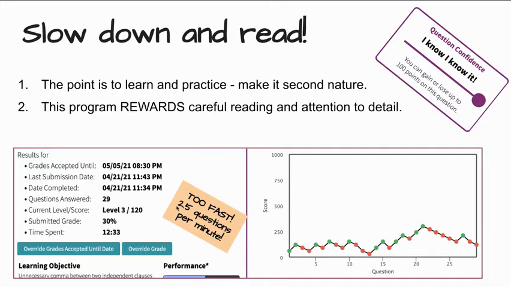This person was answering 2.5 questions per minute. Now, if you notice, they got a handful right. And if they had taken their time on these other ones, they might have reached proficiency a whole lot faster.